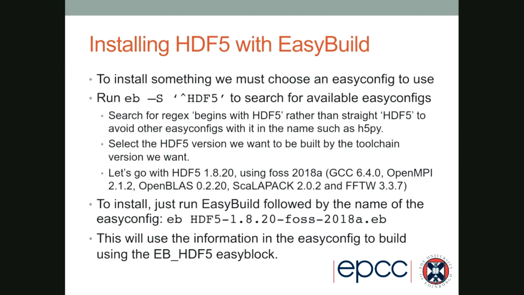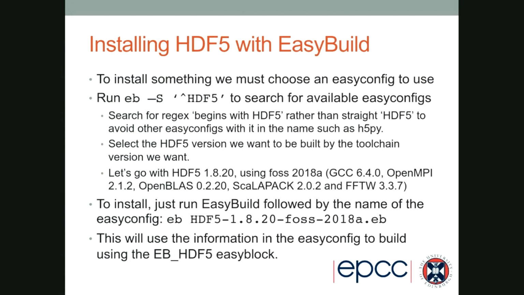So mirroring the very, very basic introduction with Spack, here's installing HDF5 with EasyBuild. So rather than say install HDF5, we run eb -S, and then we're doing a little search pattern for HDF5. So eb is the general EasyBuild command, -S is the search option, and then we're just doing a regex search for anything beginning with HDF5.